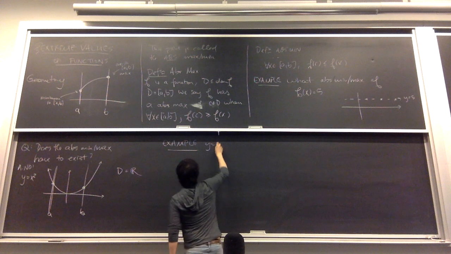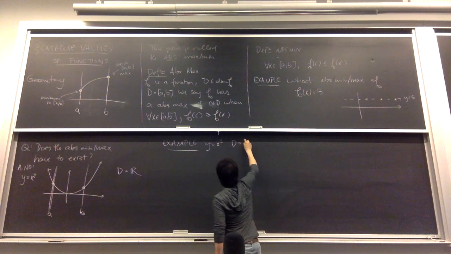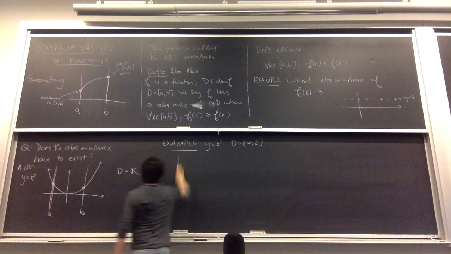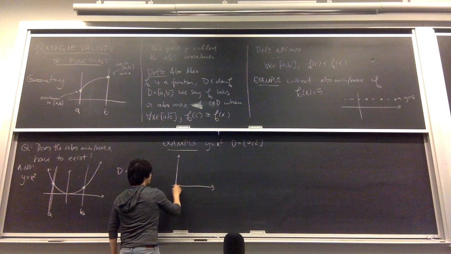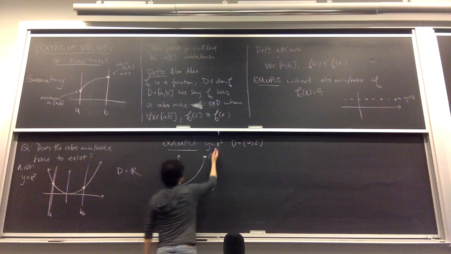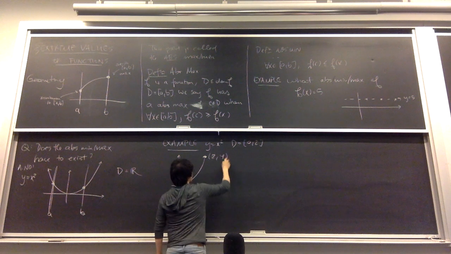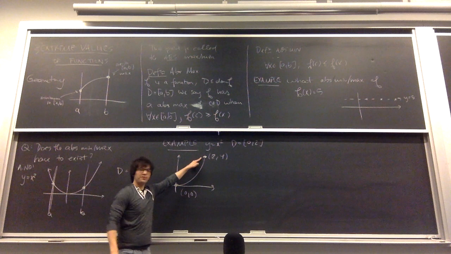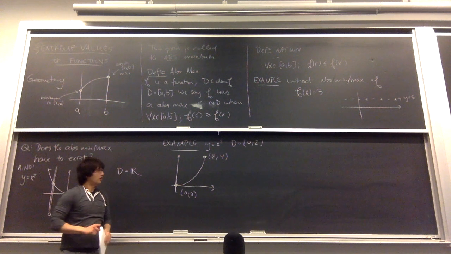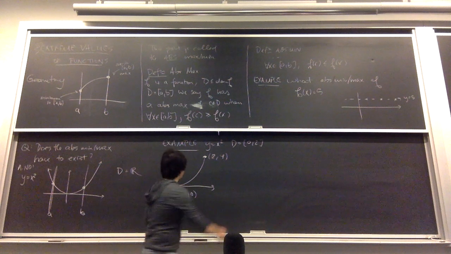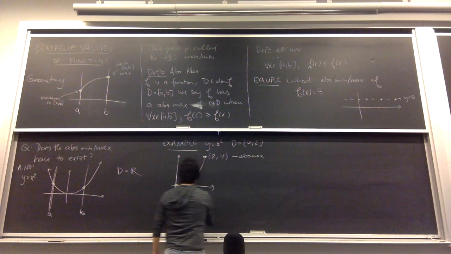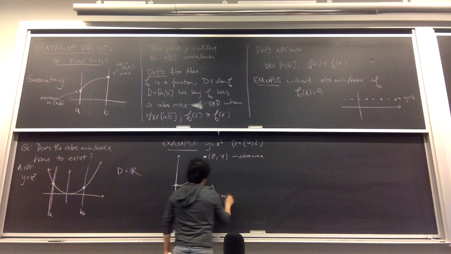If we look at y equals x squared for the domain 0 to 2, that's the function that looks like this, which goes from 0, 0 to 2, 4. And you see here's the largest value and here's the smallest value, absolutely, on that interval. So this is the absolute maximum and this is the absolute minimum.